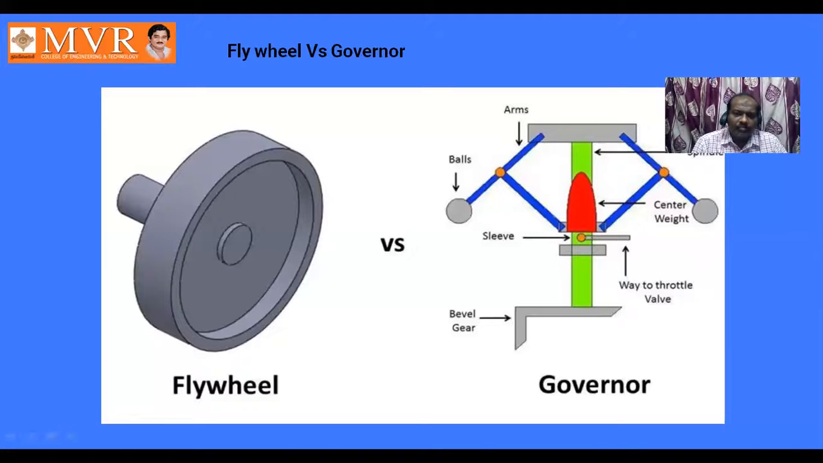And to that arm we have balls. The center red colored one is called the center weight. Based on the classification I already told, in the center, sometimes the weight is removed and we have a spring. That is called a spring governor. If weight is not there and spring is also not there, it is called a simple governor. That is the thing to understand here. Next one is arms. So this is how the governor construction will be.